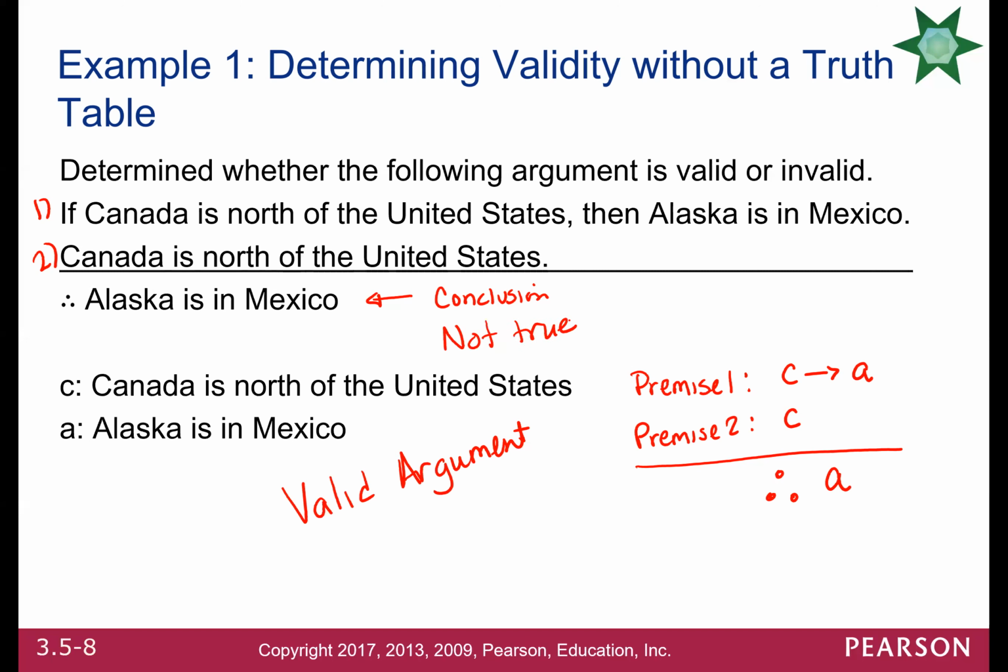That doesn't make the argument invalid. So you can have valid arguments whose conclusions are not true. And gosh, this happens just about every day in politics. So again, you can have an argument that's valid. It follows the laws of logic, but the conclusion isn't true at all. So this is an example of a valid argument whose conclusion is not true.